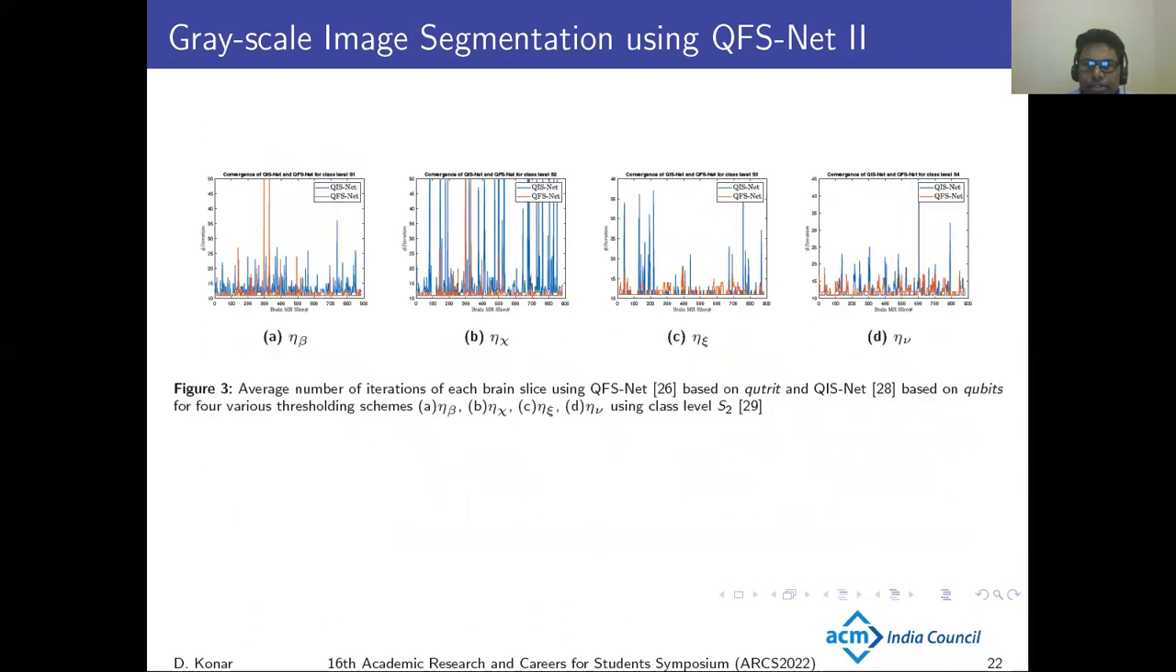Here we have used 880 slices of brain MR images, and you can see the number of iterations required to obtain an output or convergence of the network. So you can see that QFS net is relatively better on average. But sometimes, due to the probabilistic nature of the qubits, QFS net is also taking more than classical qubits QFS net.